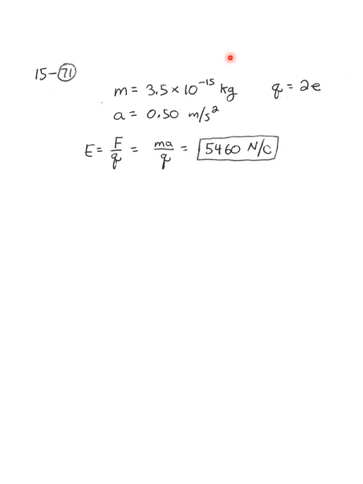All right, we've got our mass, we've got our charge is 2 times the elementary charge, we've got our acceleration, and let's use the equation. Remember that the force on a charge is the electric field times that charge. So that means the electric field is force divided by charge, and force is ma divided by the charge, and so we plug in those values and we get 5460 newtons per coulomb.